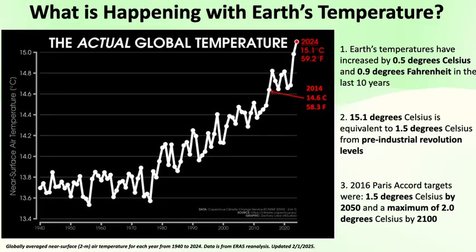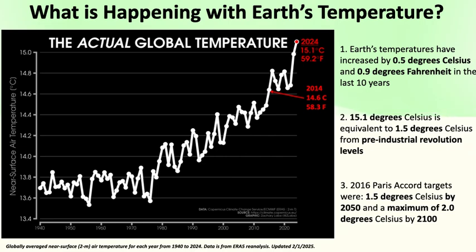That's quite an increase. Now, it so happens, by coincidence, that 15.1 is exactly 1.5 degrees Celsius above pre-industrial revolution levels. Most of what you see when people talk about climate mentions 1 degree, 1.5 degrees, 2 degrees, 3 degrees, 4 degrees Celsius, and so on. Well, this is the 1.5.